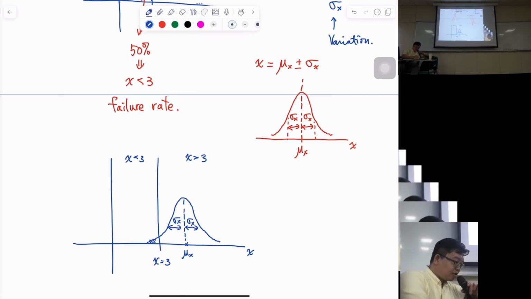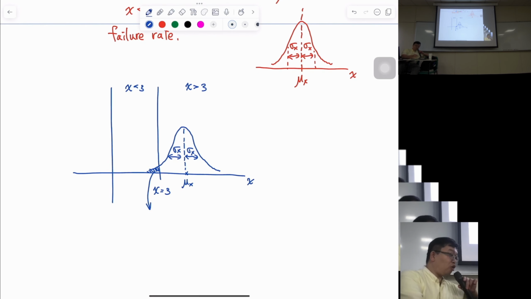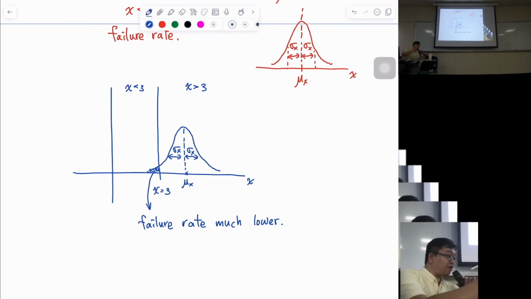Then the failure rate will be low. It's much lower, okay? So probably I can figure out a way to shift my design variable toward the feasible space by a certain distance. So I can control the failure rate at the tail. We sometimes call this the tail of the distribution.